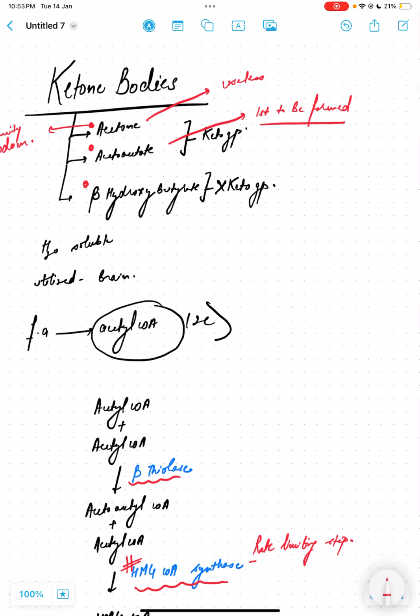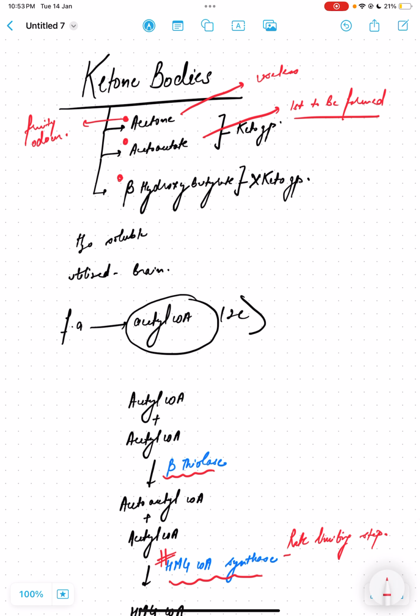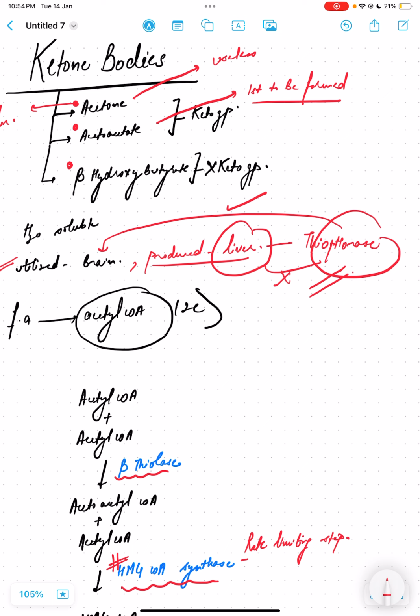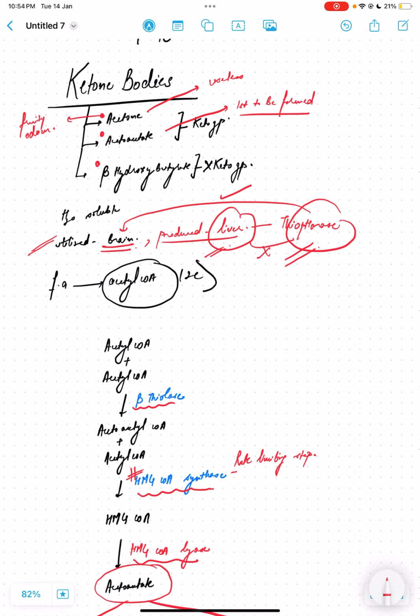And earlier I have also mentioned that ketone bodies were utilized by the brain. So where were they produced? They were produced in liver. Okay, but liver lacks an enzyme that is called thiolase. This enzyme thiolase is present in our brain, but in the case of liver it is absent. So the ketone bodies are only utilized by our brain but not by the liver. Okay, so this was the importance of ketone bodies that you should remember.